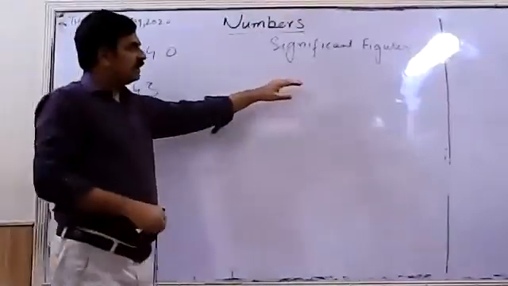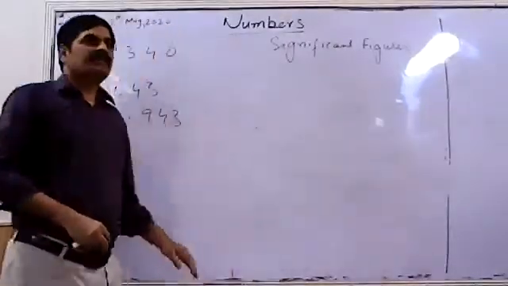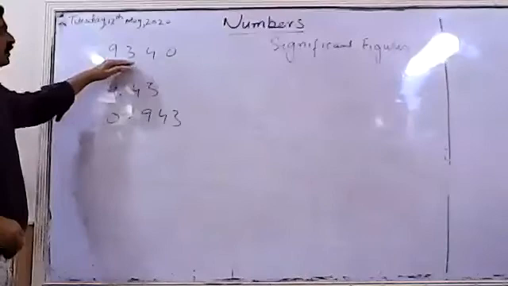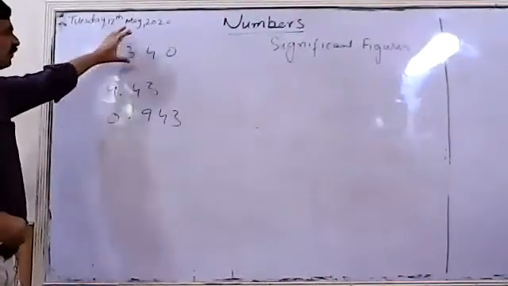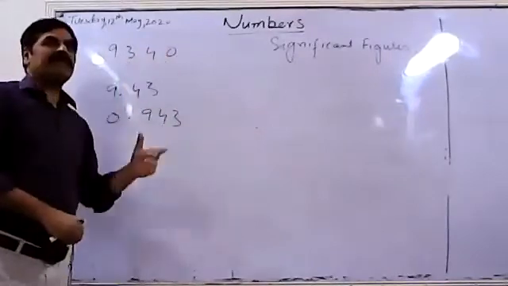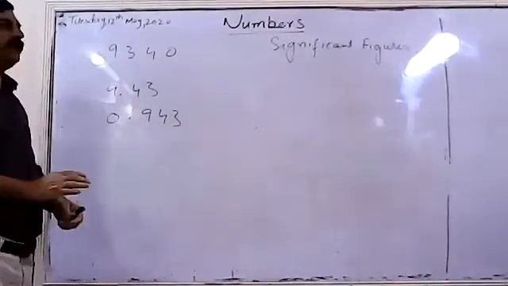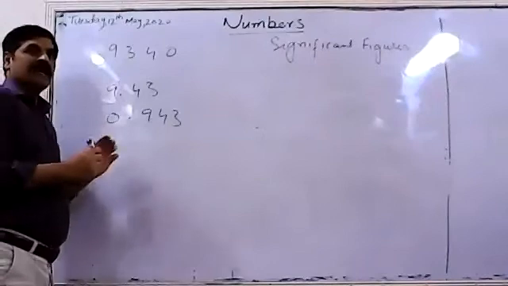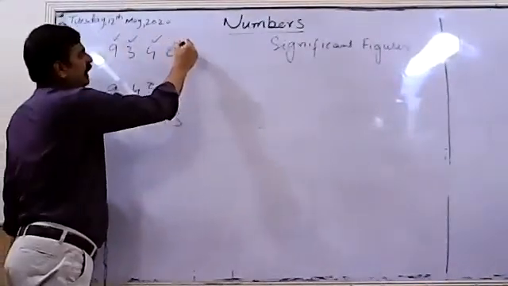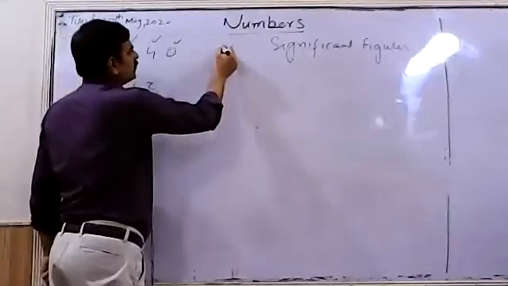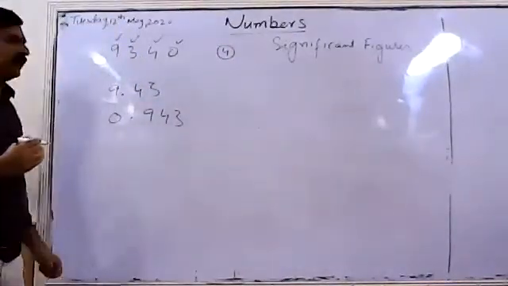We are talking about significant figures. The first value I have written is 9340. First of all, we look at how many significant figures are there in 9340. We will start from the left side: 1, 2, 3, and 4. So there are 4 significant figures in the first value.